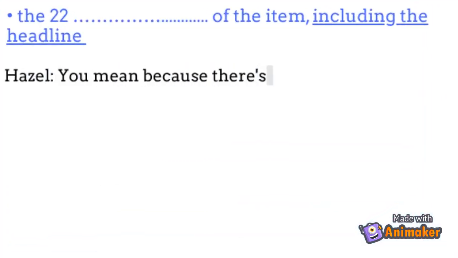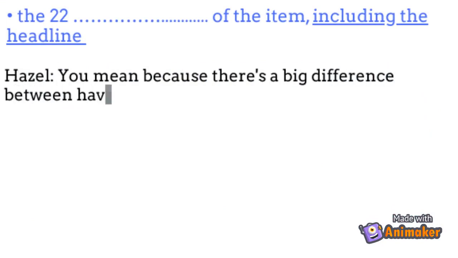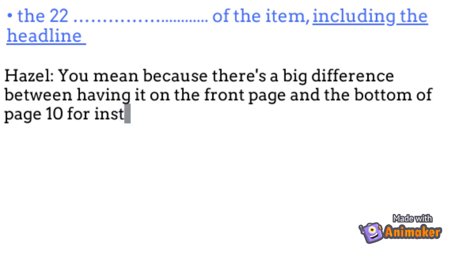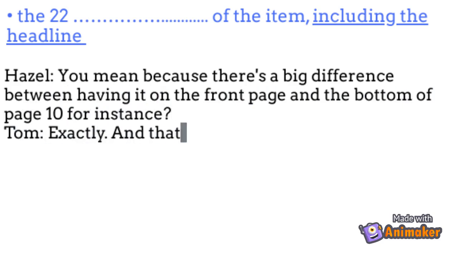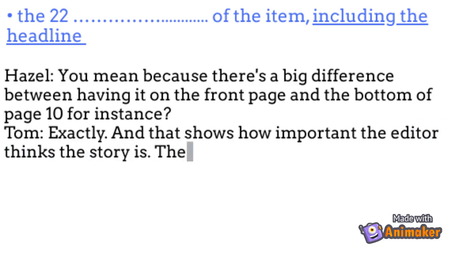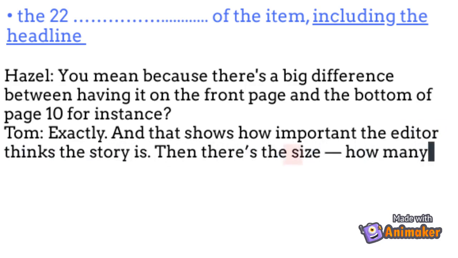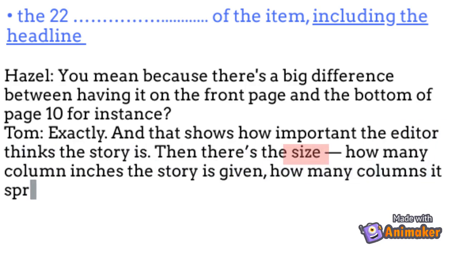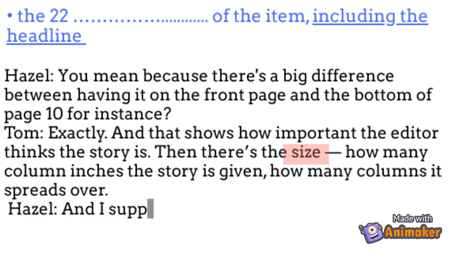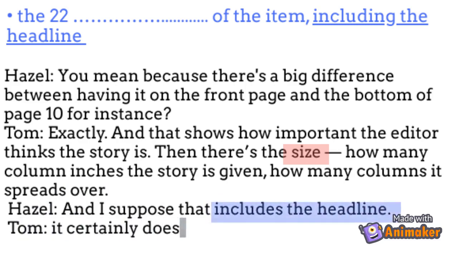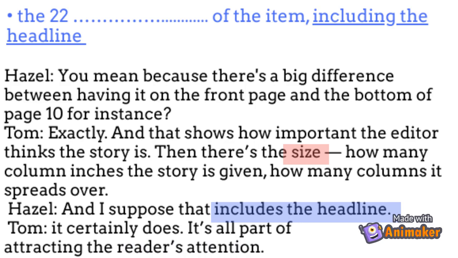You mean because there's a big difference between having it on the front page and the bottom of page 10, for instance? Exactly. And that shows how important the editor thinks the story is. Then there's the size. How many column inches the story is given. How many columns it spreads over. And I suppose that includes the headline. It certainly does. It's all part of attracting the reader's attention.